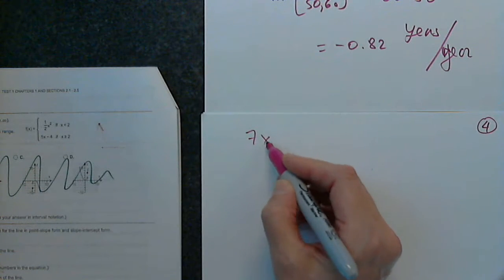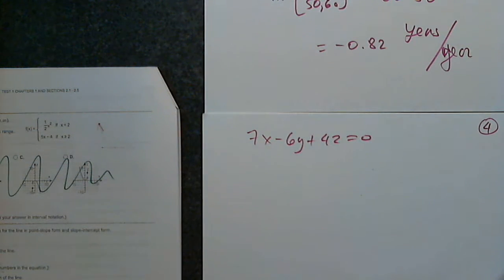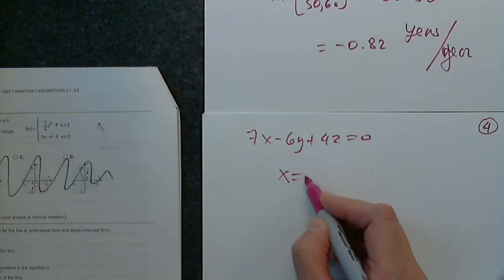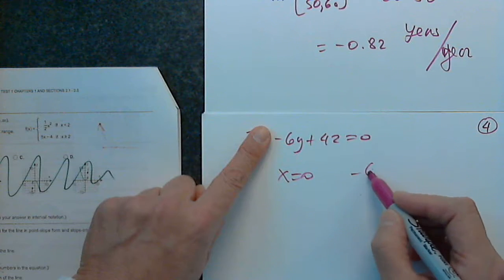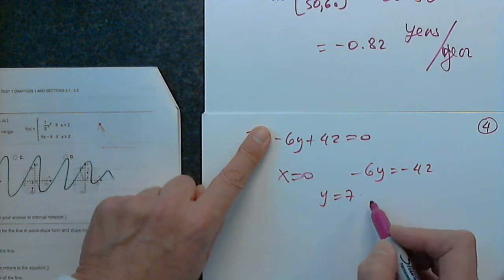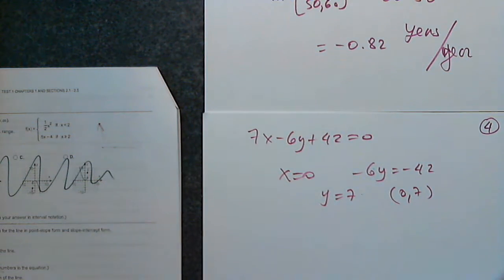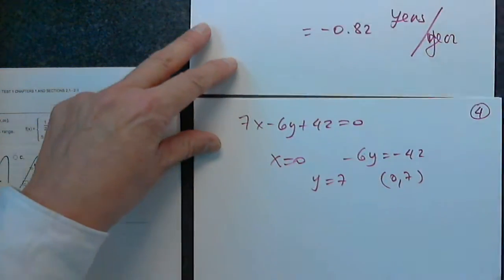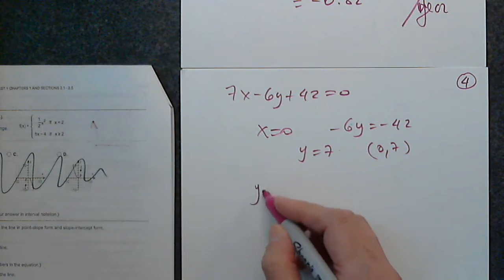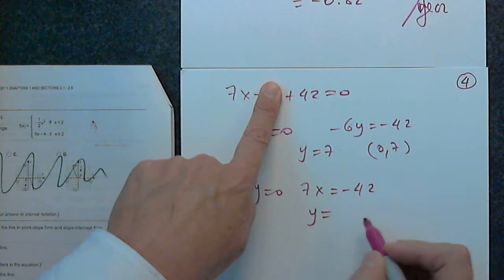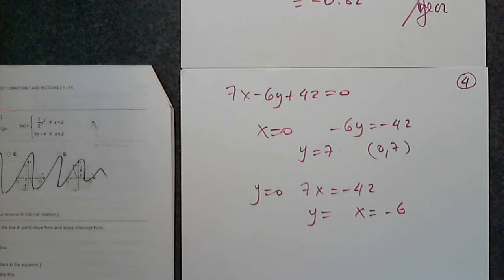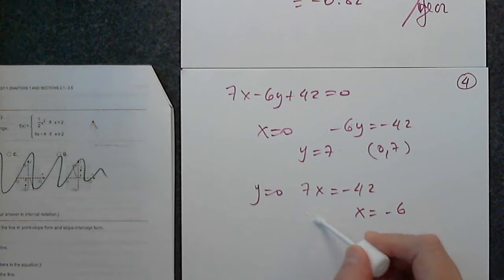Okay, so here we have 7x minus 6y plus 42 equals 0. In order to find the x and y intercepts, we replace x by 0 first. We move 42 to the other side. Negative 6y equals negative 42, which means y equals 7. This is our first ordered pair, 0, 7. Then we make y equals 0. And we get 7x equals negative 42, which means x equals negative 6. So we determine the second ordered pair, which is the x-intercept. So this is negative 6, 0.